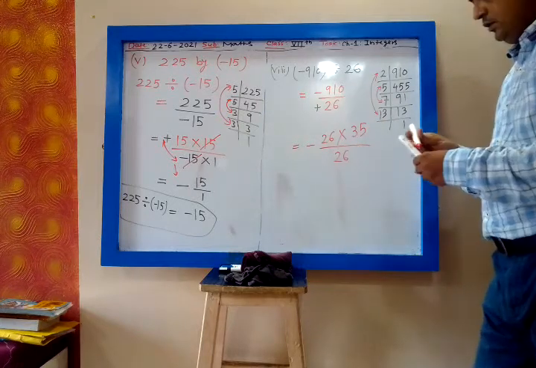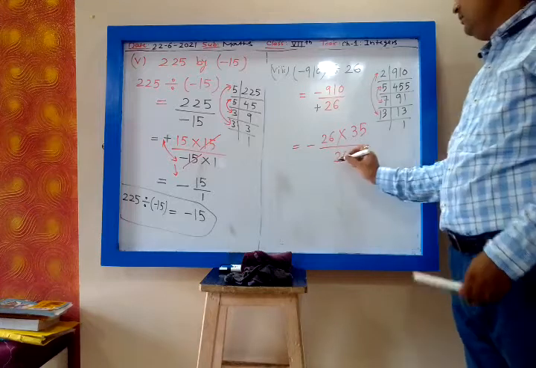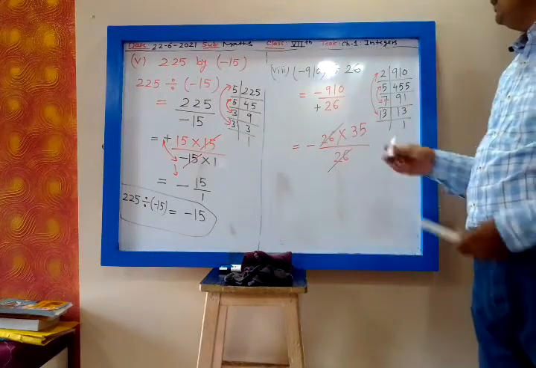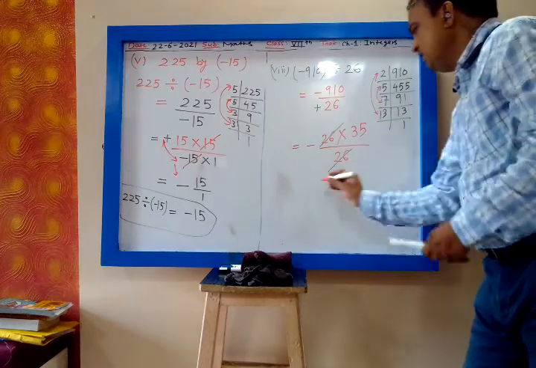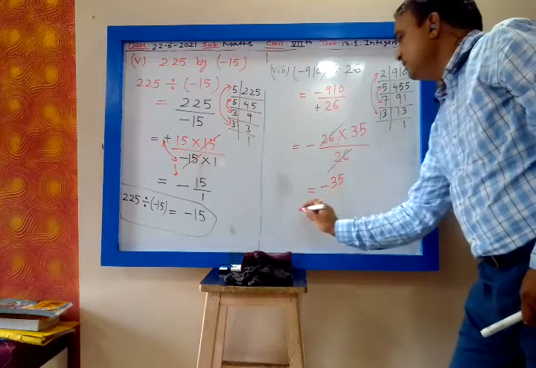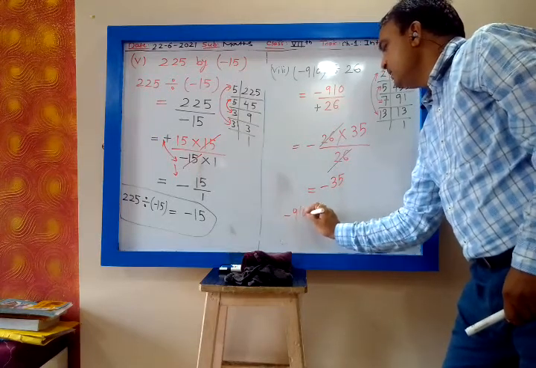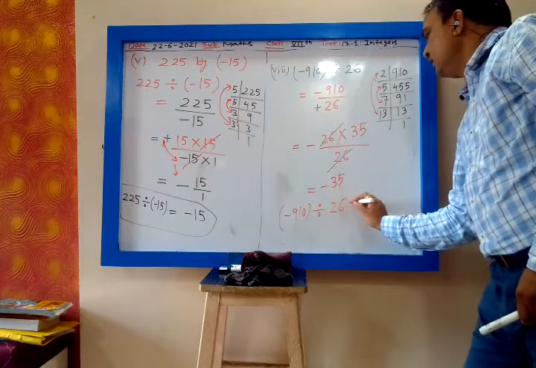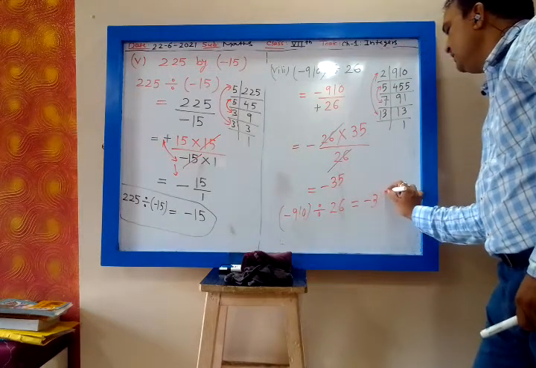So now denominator 26 can cancel with numerator 26. What is left? Minus 35. So the answer is minus 910 divided by 26, minus 35 is the answer.